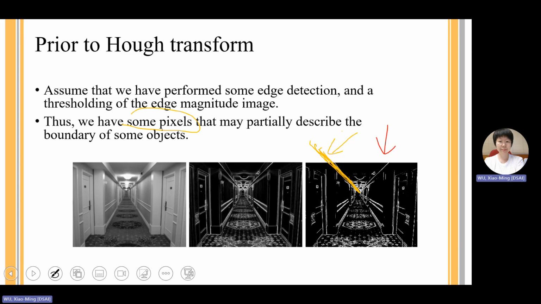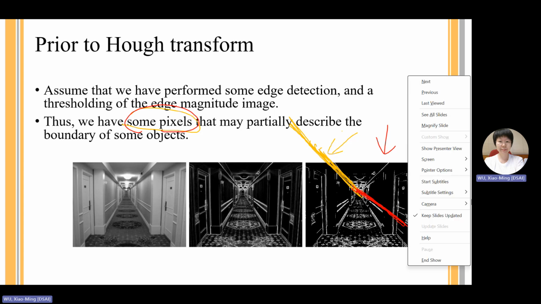Then how can we identify it? If we know the equation of this line, we can identify its location, because the equation of this line gives a full description of this line. Another example is this line. On the edge map, there are only some pixels. We know there are some pixels sitting on the same line, but we do not know the equation or the location of this line.